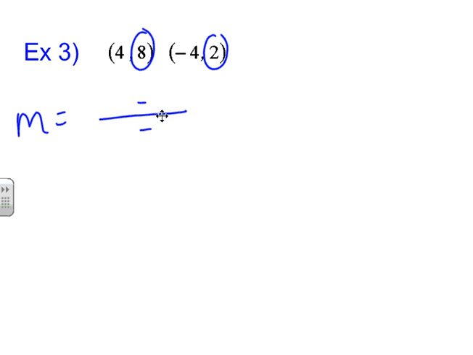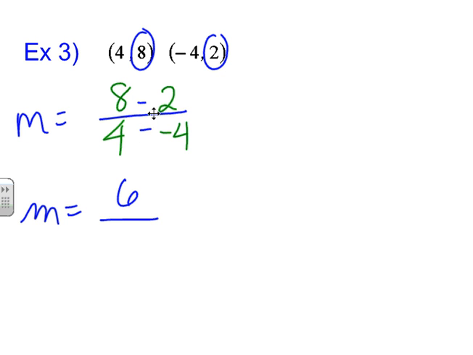So we'll drop 8 and 2 up there, and we'll drop 4 and -4 in the denominator. Now remember, this -4 is a -4. We're finding the difference between these numbers, or how far apart these numbers are, is really what we're asking. So 8 minus 2 is 6, because 8 and 2, they're 6 apart.